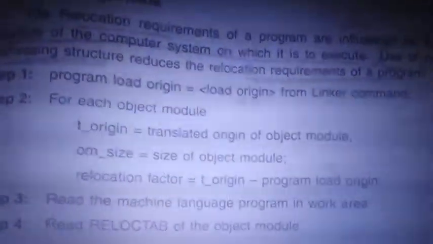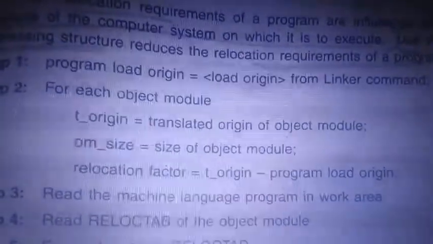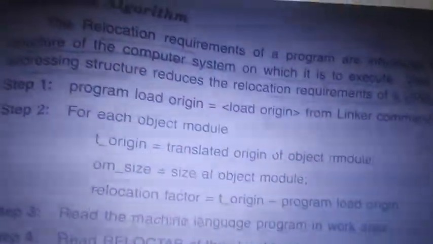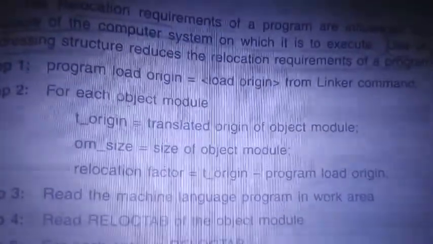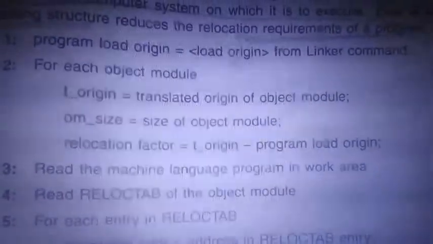With this algorithm we are done. This algorithm we will explain with the help of an example. I already told this algorithm. So the program load origin is given by the linker, you will get 900, and the object modules.